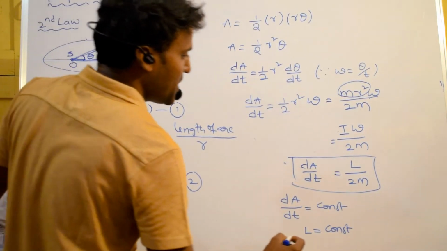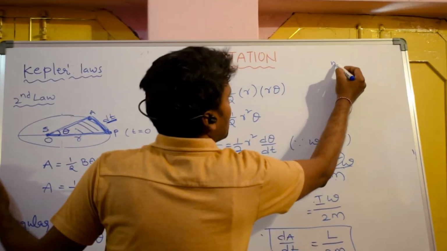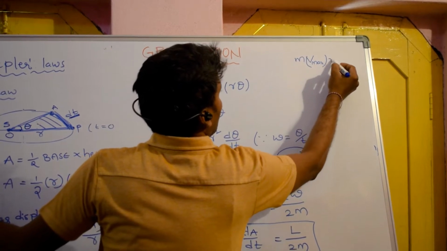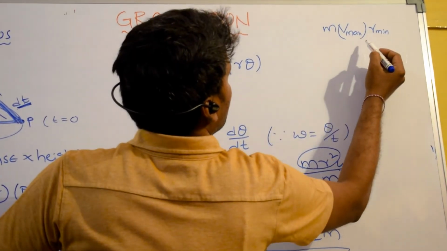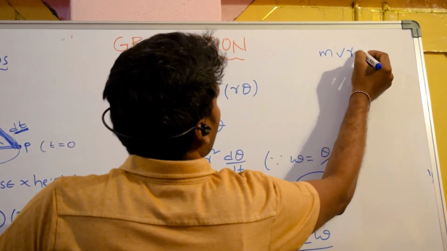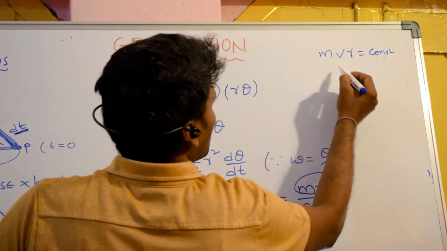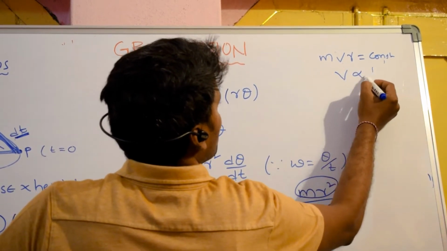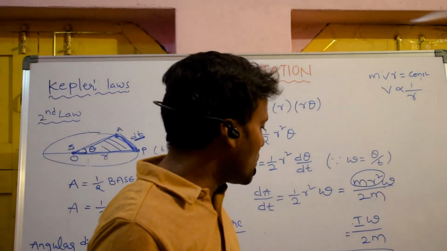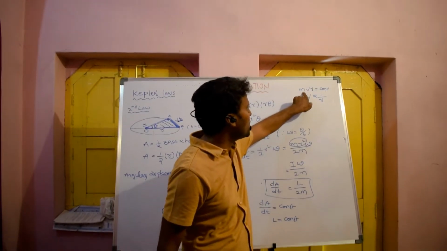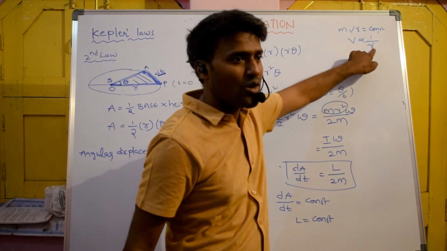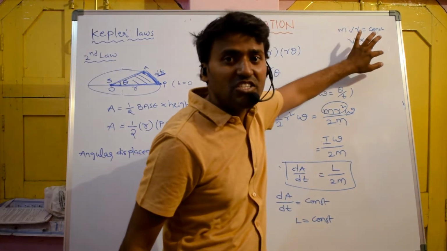Angular momentum is constant means we can write the equation m v maximum r minimum. Otherwise, for your easy understanding, I will write m v r is equal to constant. Mass is constant only, so V is inversely proportional to r. L is constant means L is equal to m v r. So if I take r to this side, V is inversely proportional to r. If velocity is more, distance is less.